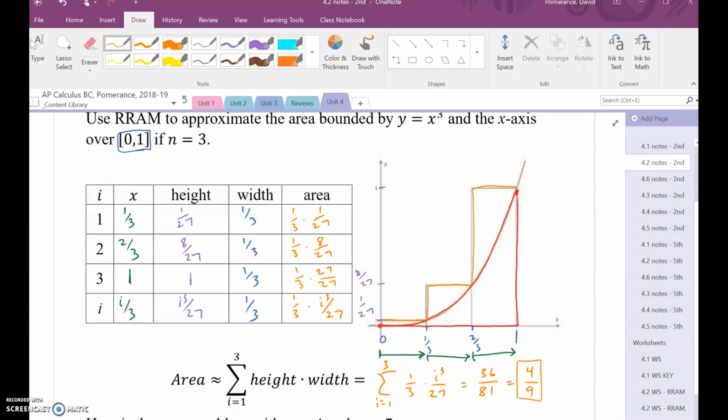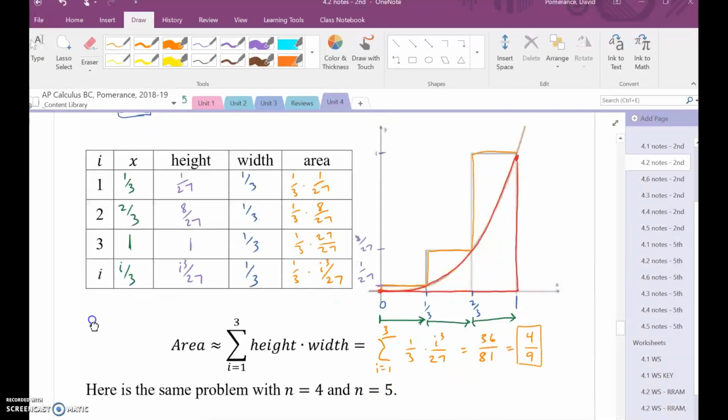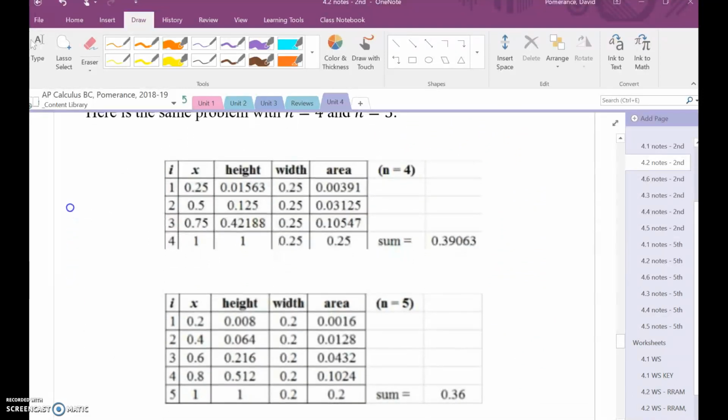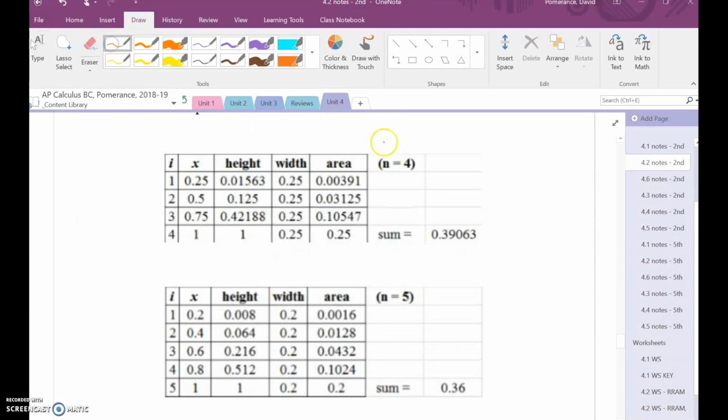So if this is an approximation and we're interested in a better approximation, then we've seen that we can increase the number of rectangles. And I did that down here for n equals 4 and n equals 5. You can see that when n equals 3, I'll just rewrite that. We just found when n equals 3, the area was approximately the sum of those 3 rectangles, and it was 4/9, which is about 0.444444444.